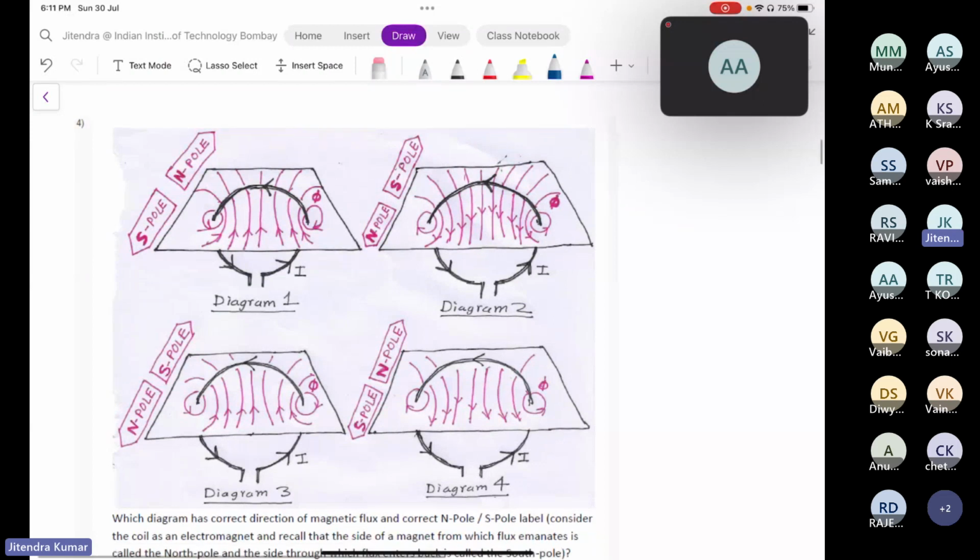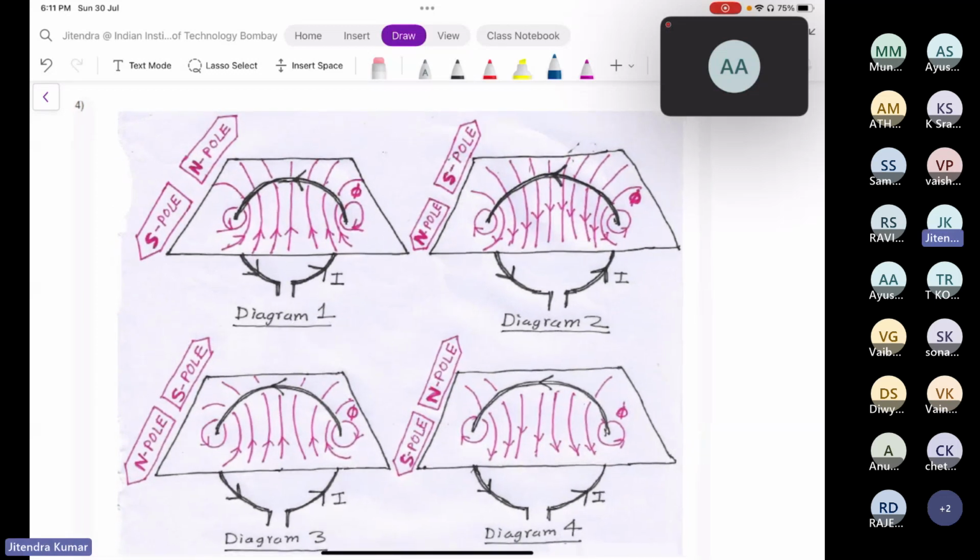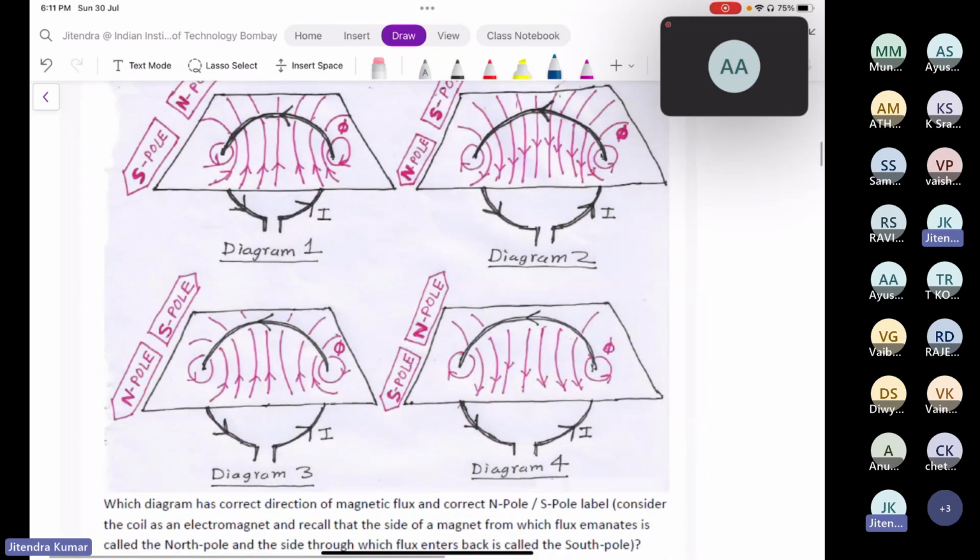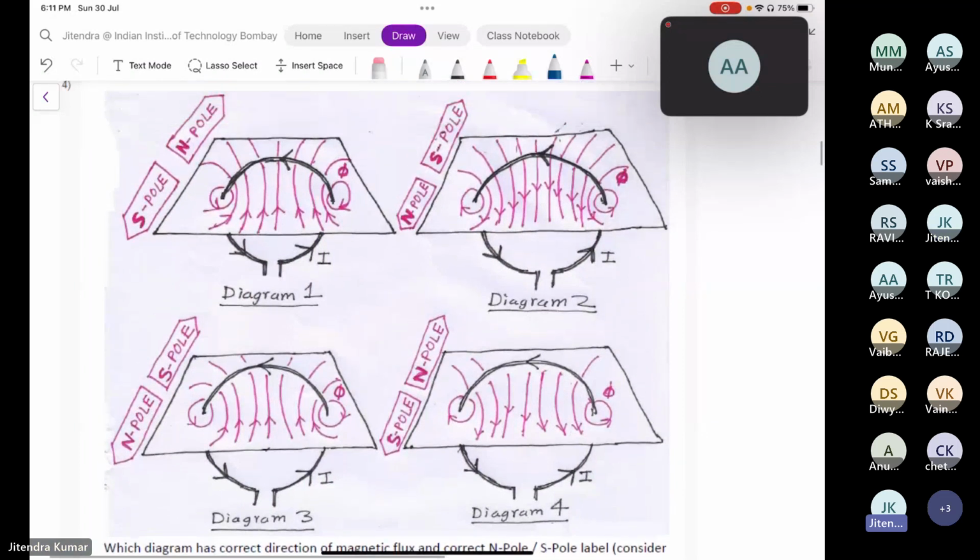Now coming back to the fourth problem. Observe it very carefully and tell which diagram has the correct direction of magnetic flux. We all know that magnetic flux originates from the North Pole and goes to the South Pole, and along with that, you have to take care of the direction of current. Both the direction of current at each corner and the direction of flux, whether it is coming from the North Pole or South Pole, you should observe. So go ahead and first tell me an answer with an explanation, and then I will discuss this.